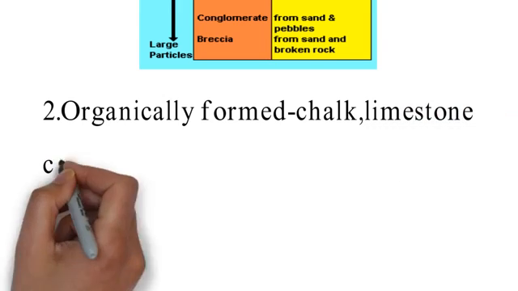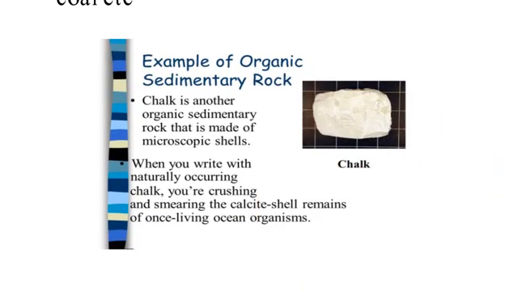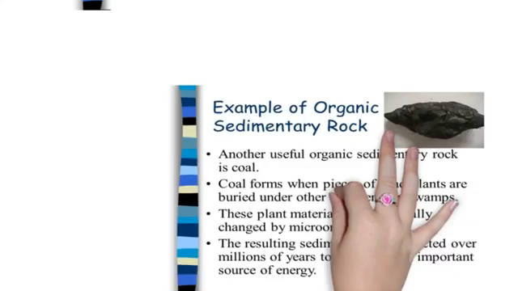These are, for example, chalk, limestone, coal, etc. These rocks formed over a period of time from organic material. For example, we know that coal is formed from the fossil remains of plants. Chalk is another organic sedimentary rock that is made of microscopic shells. When you write with naturally occurring chalk, you are crushing and smearing the calcite shell remains of once living ocean organisms. Another useful organic sedimentary rock is coal.